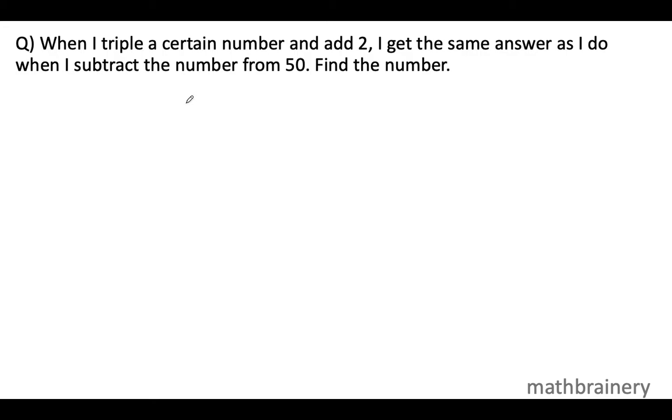Now this is very simple. When I triple a certain number, so let the number be x. Okay, triple this number means 3 times the number and add 2 to this means 3x plus 2. I get the same answer. That means this is equal to when I subtract the number from 50. From 50, that means 50 minus the number, that is 50 minus x.